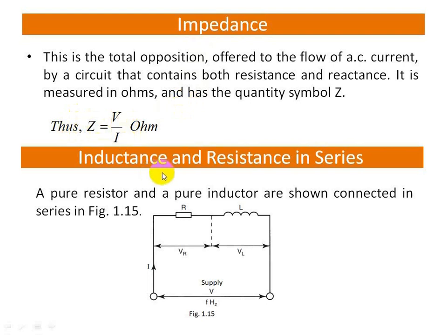Now let us consider inductance and resistance series circuits. A pure resistor and inductor, R and L, are connected in series across a supply of frequency F Hertz, and current I is flowing in the circuit. VR is the voltage across the resistance, VL is the voltage across the inductance. Now we will see the expressions for these quantities, and we will see the waveforms and phasor diagram.